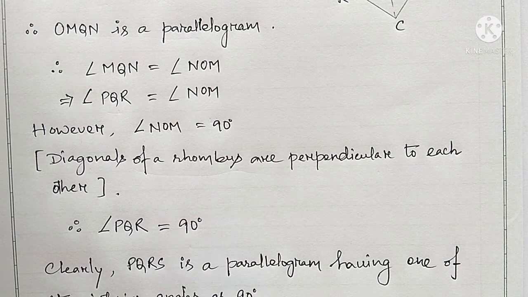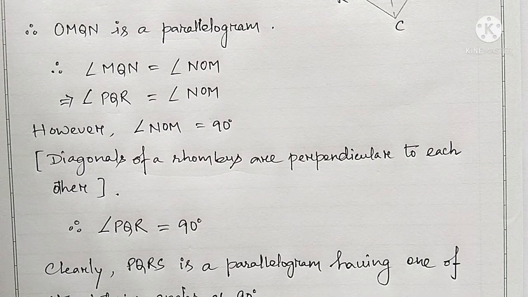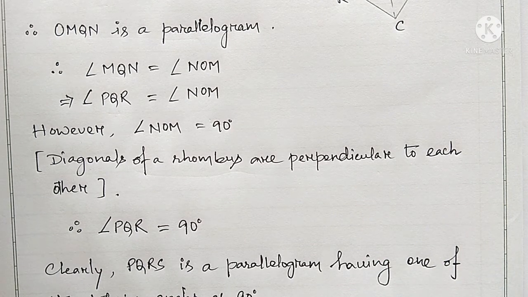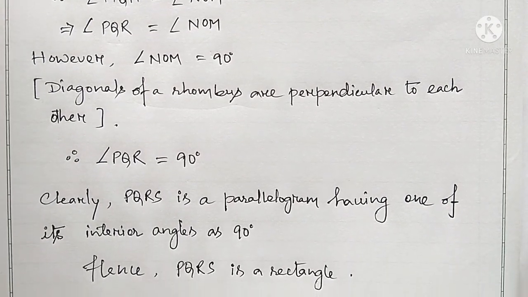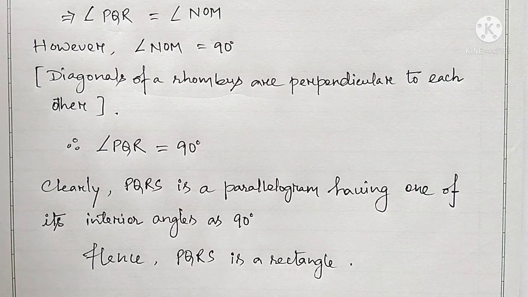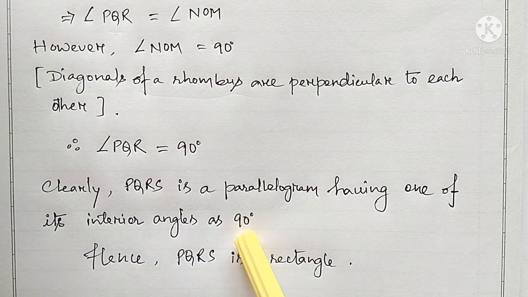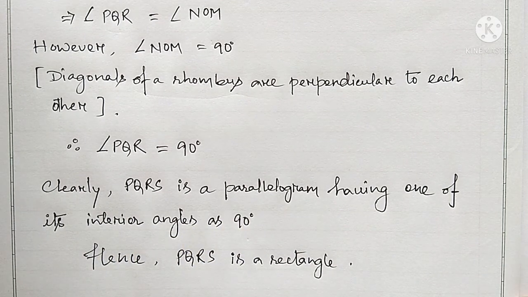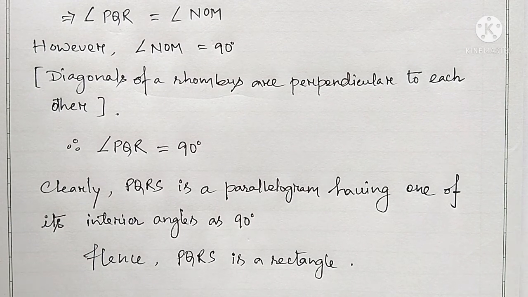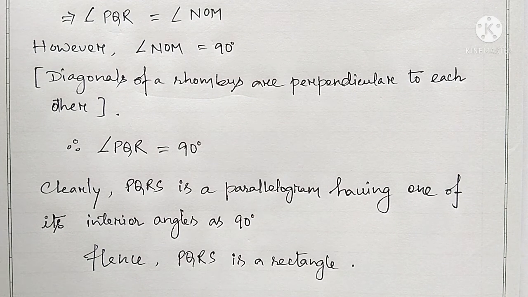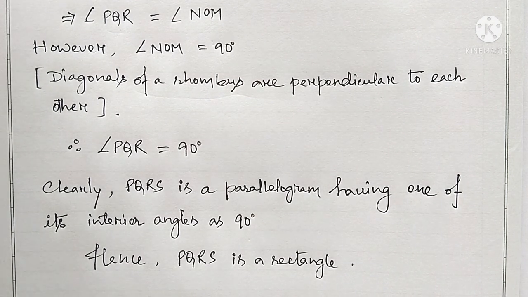Is it clear? If angle PQR equals 90 degrees, then opposite sides are equal and parallel, already proved, and now we have proved one angle is 90 degrees. From these two conditions, easily we can say PQRS is a parallelogram having one interior angle as 90 degrees. So PQRS is a rectangle. Is it clear? Opposite sides are equal and parallel, and one interior angle is 90 degrees. So here we complete the second one.